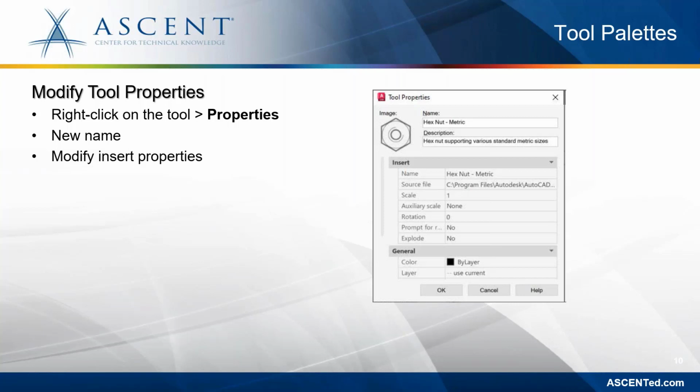To modify a tool's properties, you need to right-click on a tool in the palette and then select properties from the options. This opens the tool properties dialog box for that block. Here you can set the name and description and other insert properties, such as you can change the scale and the rotation and whether to explode the block or not. You can also specify the color and layer for the block here.